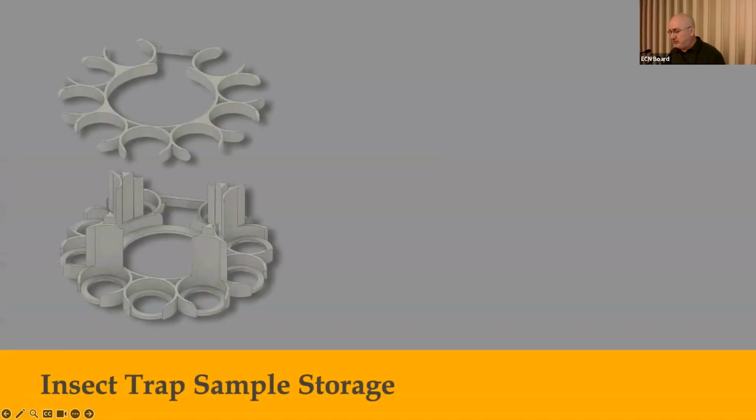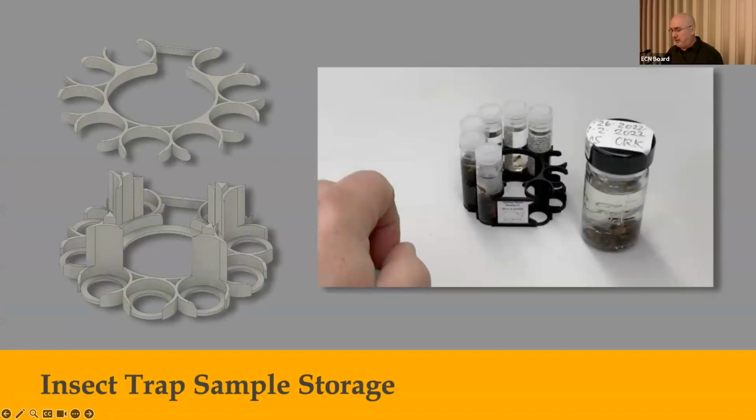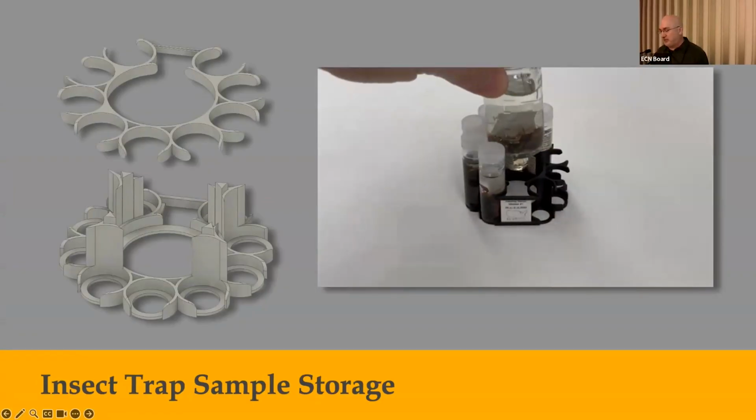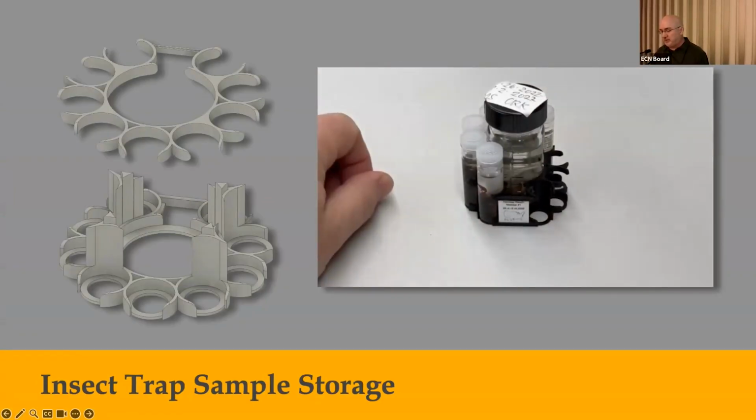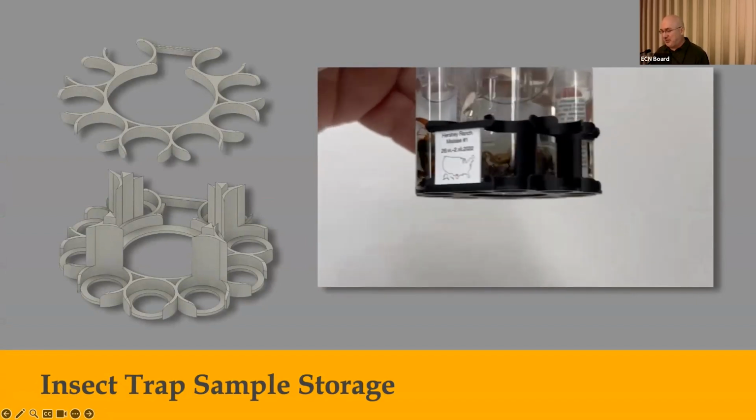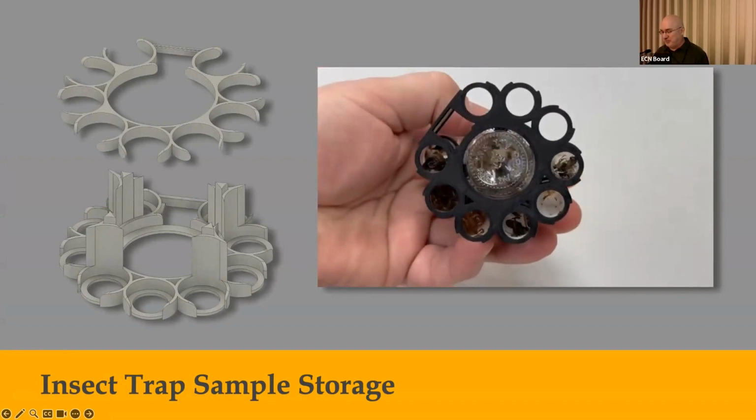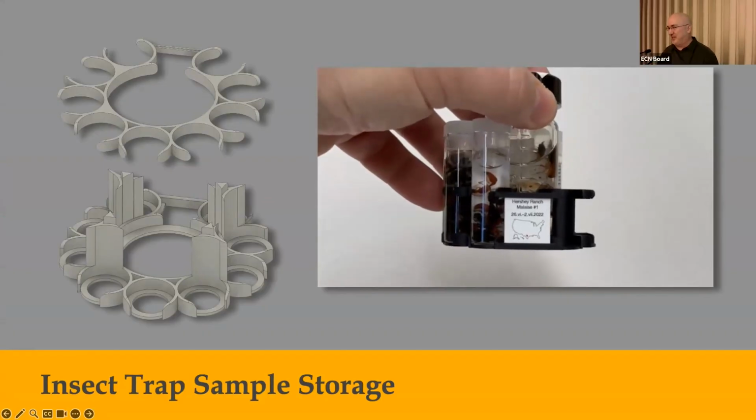So this design was for storing malaise or other insect trap samples. It's printed in 2 pieces and then glued together. It can hold up to 9 1-dram vials around the outside and 1 1-ounce jar on the inside, 9 lesser rings and 1 larger ring to rule them all. Can even hold a collection event label.